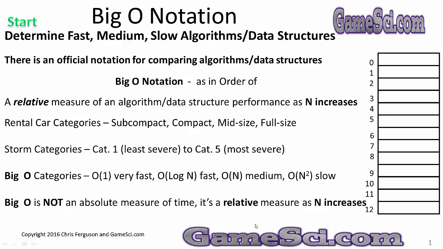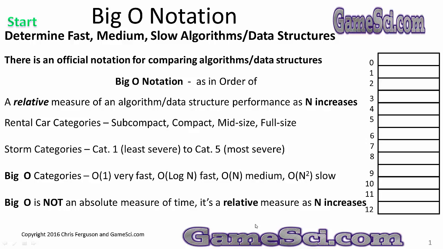Storm categories are also divided up. Watch the Weather Channel. When a big storm is coming in, a Category 1 storm is the least severe storm. It's still a serious storm, but it has lower wind speeds. Then you go to Category 3, Category 4, Category 5 storms. Category 5 storms are the most severe with the hardest winds and the most rain. We divide storms into categories from the least severe to the most severe.